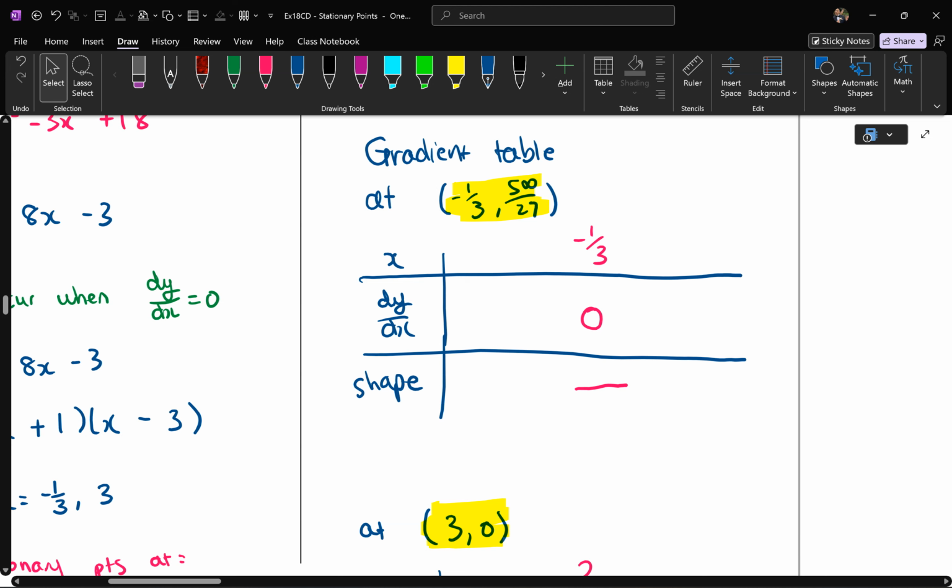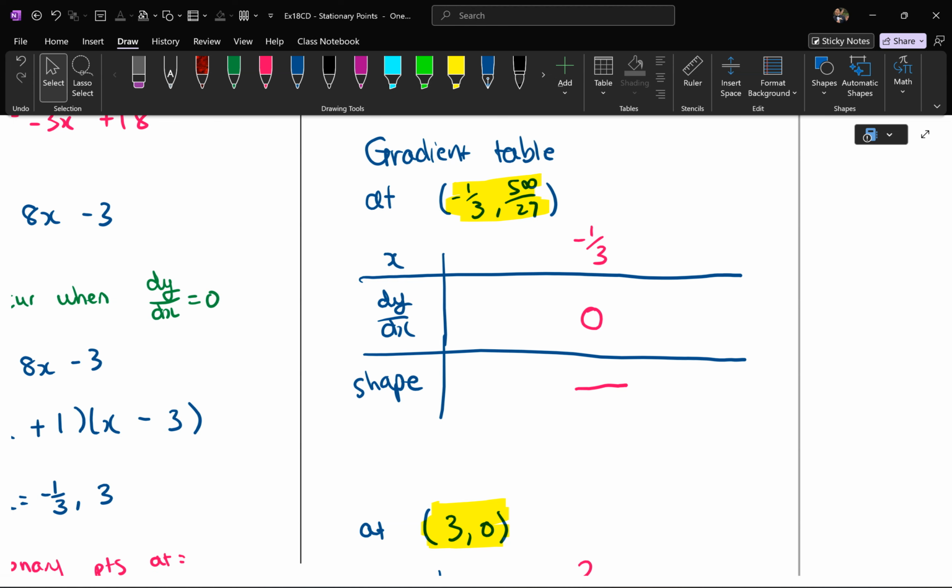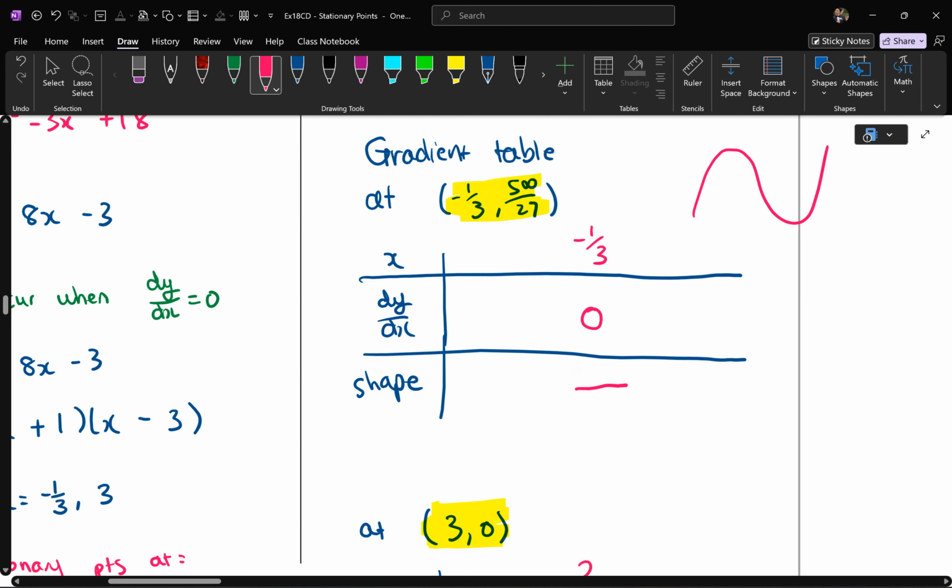What we don't know is, is this point a maximum or a minimum? Obviously, if we sketched it on a CAS, we'd be able to see which one should be a max or min. Or if you use a bit of logic, because it's a cubic graph and you've got two stationary points, it's very likely it could either look like this, or it could look like this.